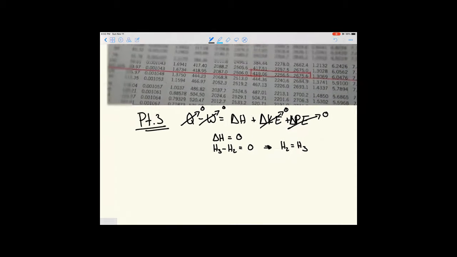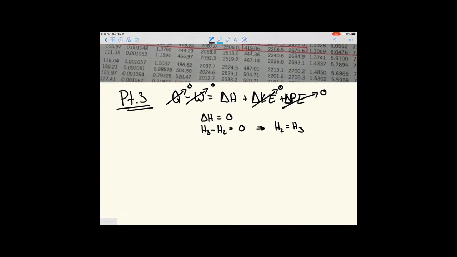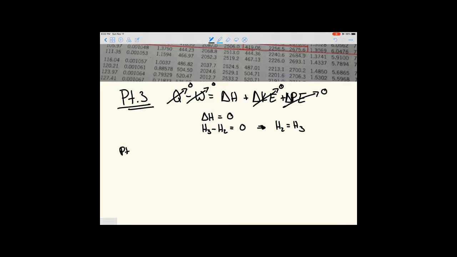As a consequence of this, we have to look at the exact same equation at point 2. Here at point 2, we have a lot more information about what is going on.